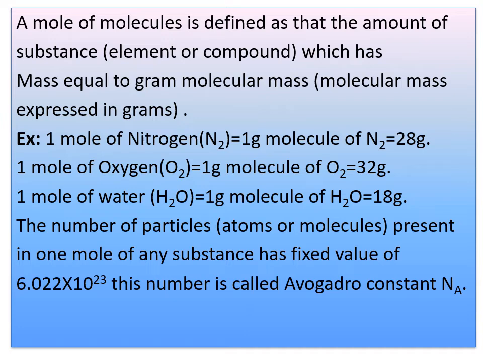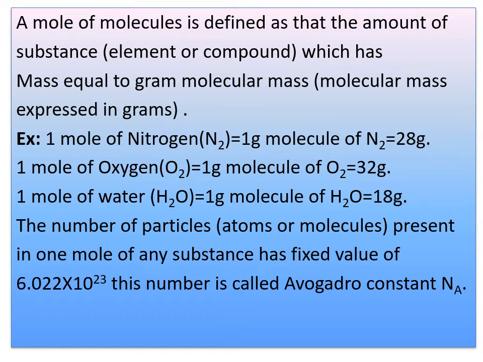Now when you go to water, 1 mole of water H2O, 1 gram molecule of H2O is equal to... So how to get 18 there? The number of atoms in water is 2 atoms of hydrogen plus 1 atom of oxygen. So 2 into the atomic mass of hydrogen, which is 1, that is 2, plus 1 into the atomic mass of oxygen, which is 16. So 2 plus 16 gives rise to 18.